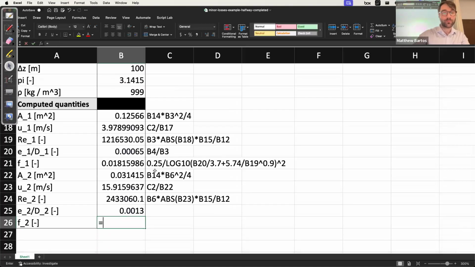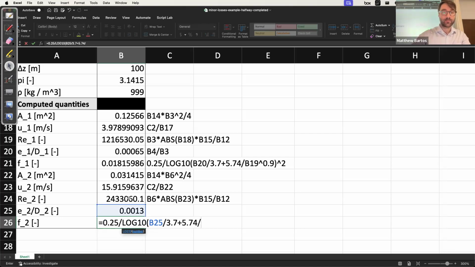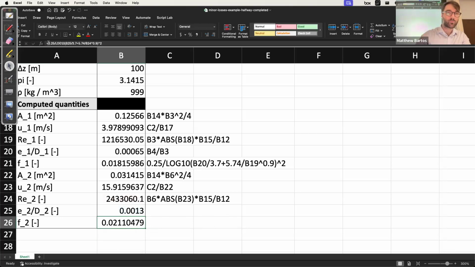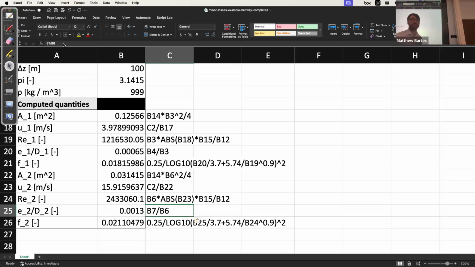And Swamee-Jain for pipe 2 is 0.25 divided by the quantity log 10 of the quantity E over D divided by 3.7 plus 5.74 divided by the Reynolds number to the 0.9 power, all squared. Okay, and if you don't have these formulas, they should be up in that completed Excel spreadsheet. I just wanted to go through them step by step.